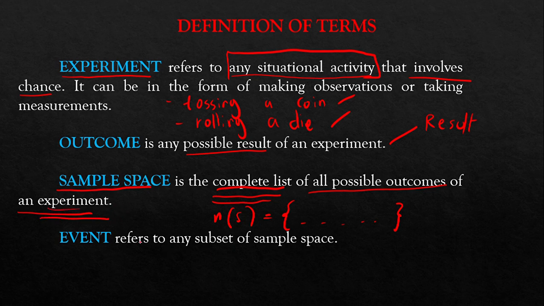Next, event. An event is a subset of the sample space. So what are examples of an event? Event and experiment are different. The sample space is the universal set, and the event is only a subset of the sample space.